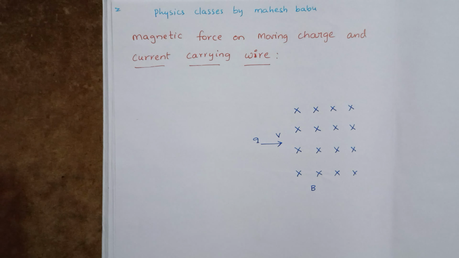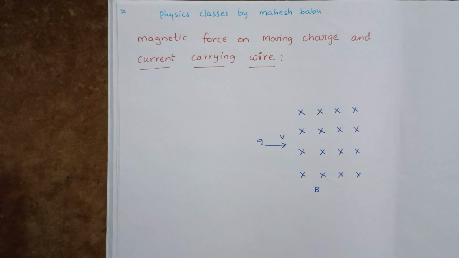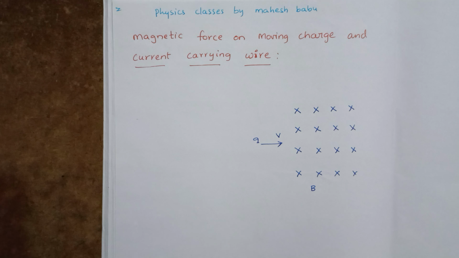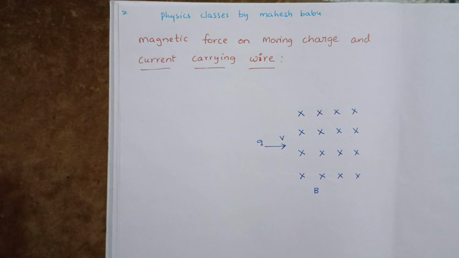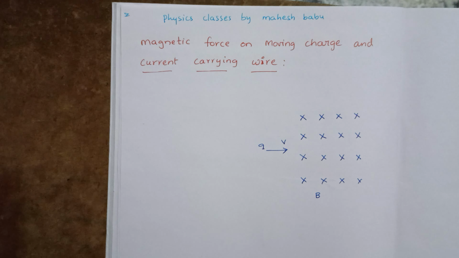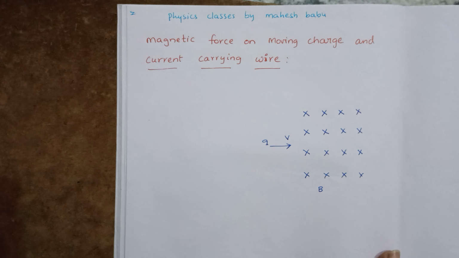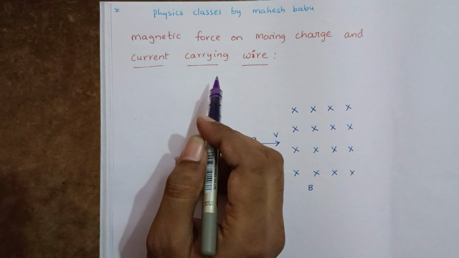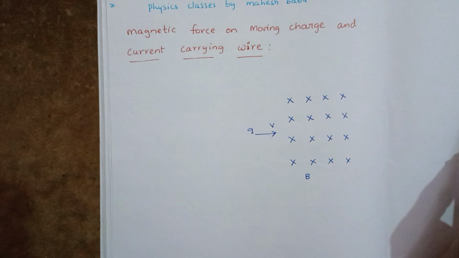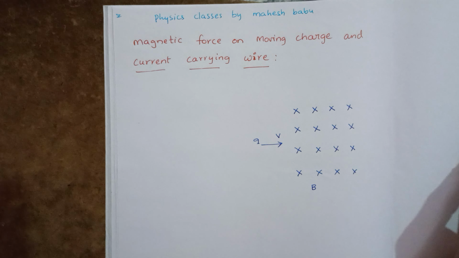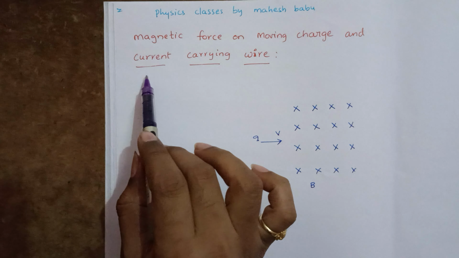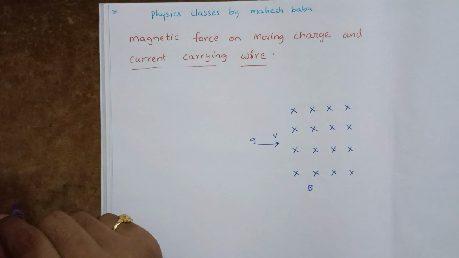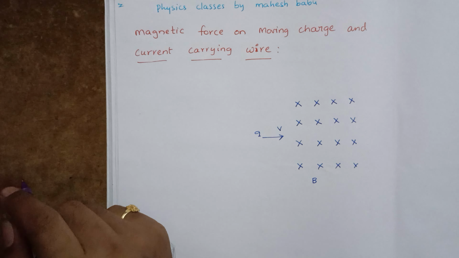In previous classes we saw the magnetic field produced by a current carrying wire. Today we'll discuss the magnetic force on a moving charge and on a current carrying wire.